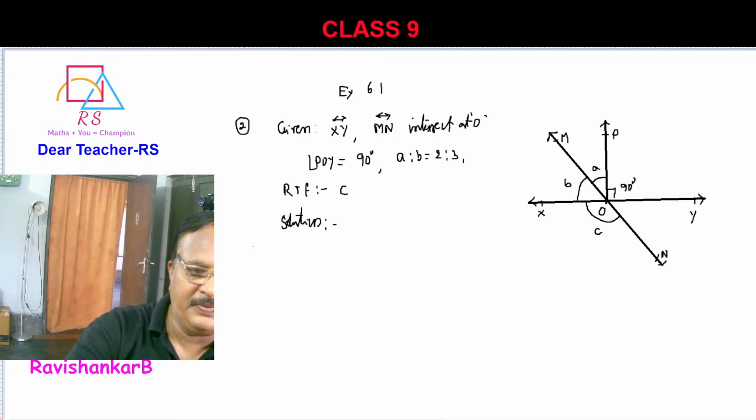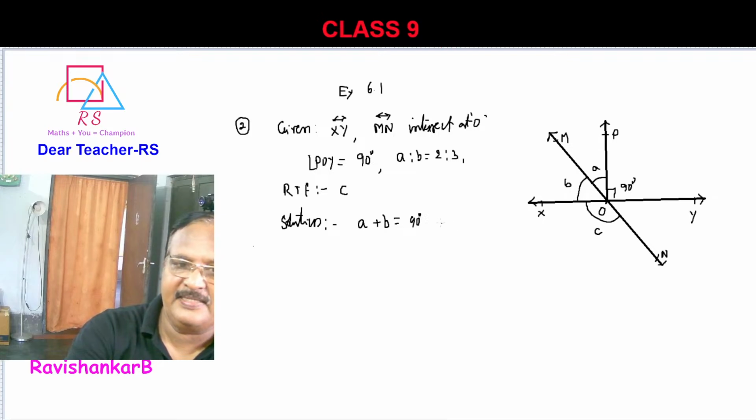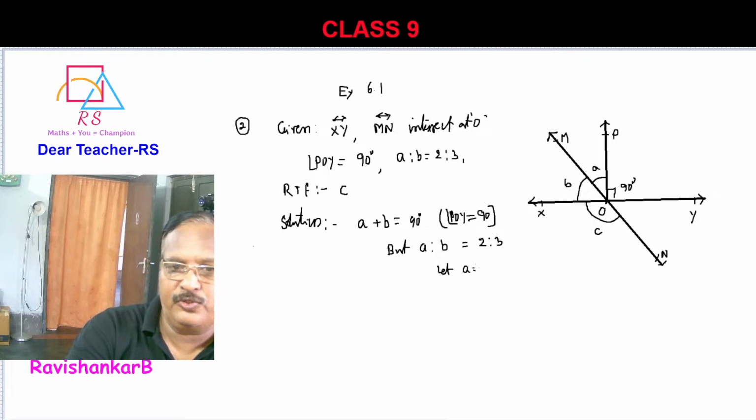Okay, now let me go to the problem. Here A plus B is equal to 90 degrees, because the other side is 90, since angle POY is equal to 90 and the total angle is 180. But A:B is equal to 2:3. Let A be equal to 2K and B be equal to 3K.